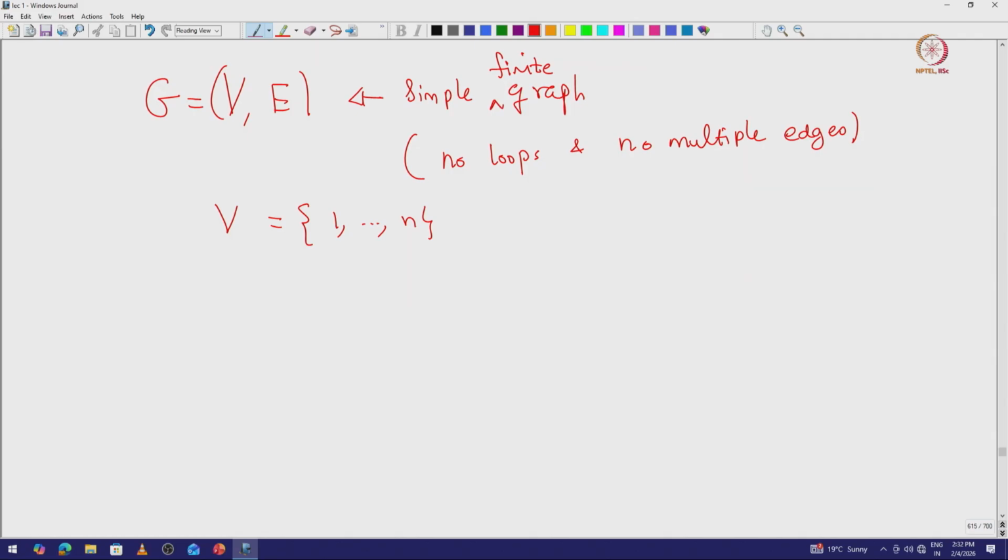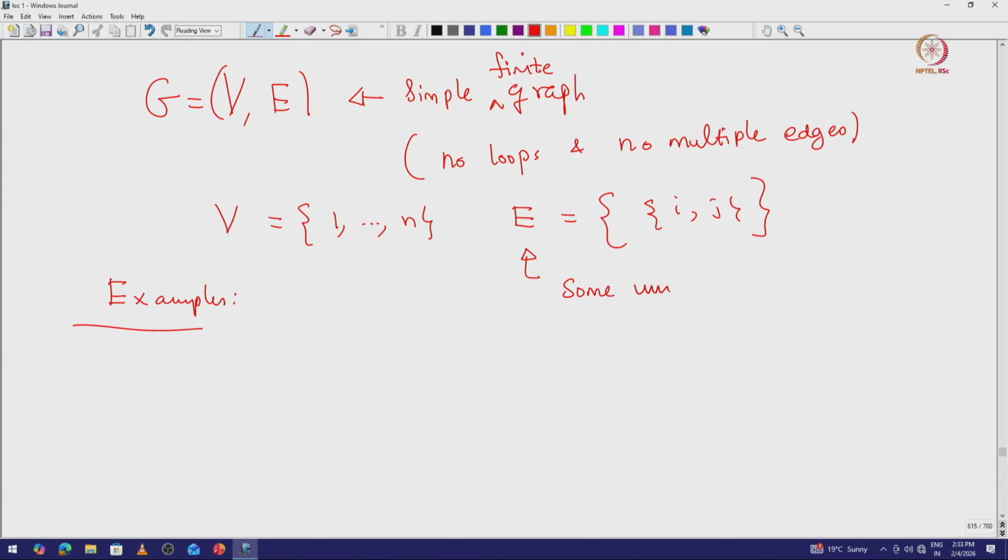We identify the vertices by 1 to n, and the edge set one can identify as a subset of V cross V. Since we are only talking about unordered pairs, either we can identify an edge as ij, or we can denote it by unordered pairs. So, let us say E consists of unordered pairs ij for some i, j. The graphical interpretation of a graph will be better.